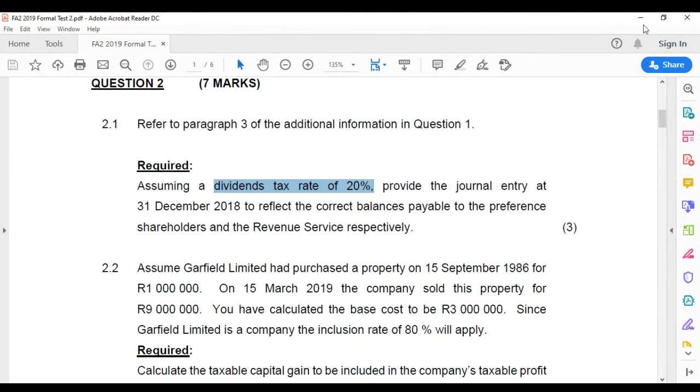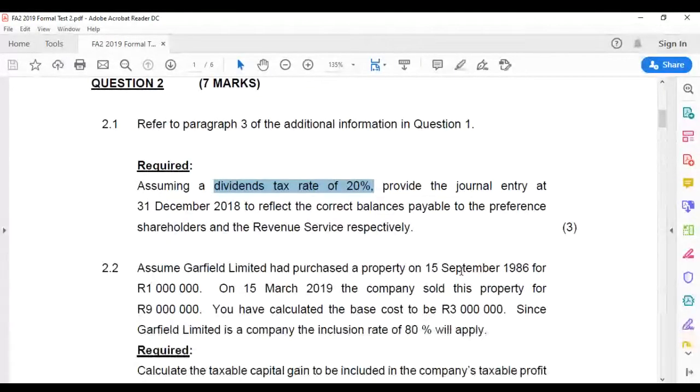So effectively, even though we have declared 50,000 rands as a dividend, when we make the payments, we're going to pay 20% of that over to the revenue service, and the remainder, which is then 80%, we are going to pay over to the shareholders. Okay, so you were all correct there. It was less and debit and so forth.